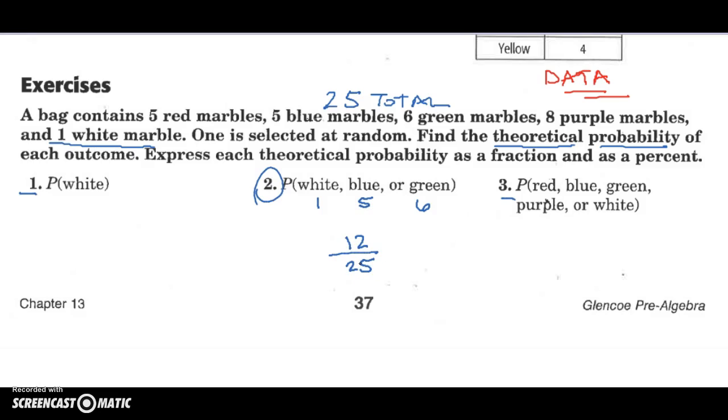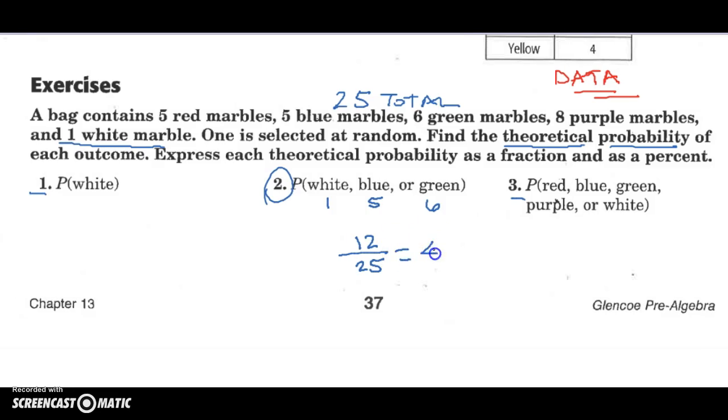So I don't have a calculator handy. Let me see if I can find one. Alright, so that gives us 48%. Remember, 0.48 is the decimal form, and so times 100 to turn it into percent. Go ahead and do 1 and 3 for me before you come to class tomorrow.